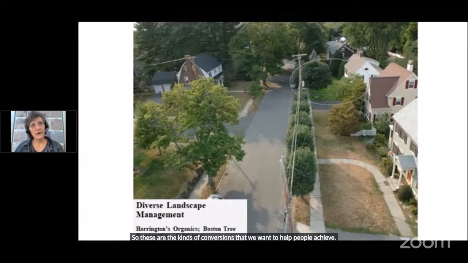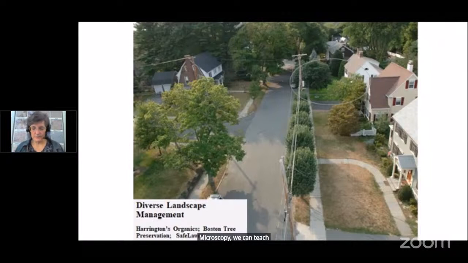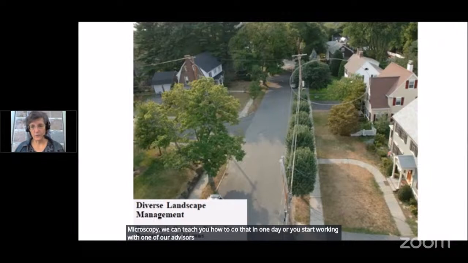And that means you've got to be able to monitor the biology in the soil. You have to learn how to use a microscope. You have to do shadowing microscopy. We can teach you how to do that in one day. Or you start working with one of our advisors, and they do that work for you.